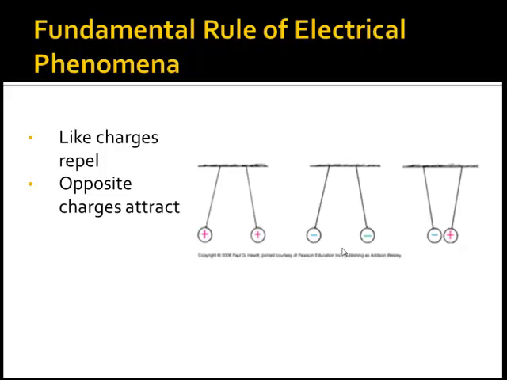The second one has two negatives. Again, the charges are the same, so they're like charges. So again, they're away from each other, so they are repelling each other. However, if you look at the last one, one's positive, one's negative, so they are attracting each other. They're going to experience that force of attraction that brings them together.